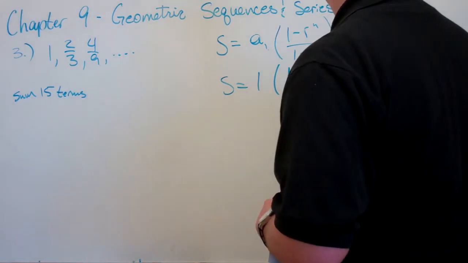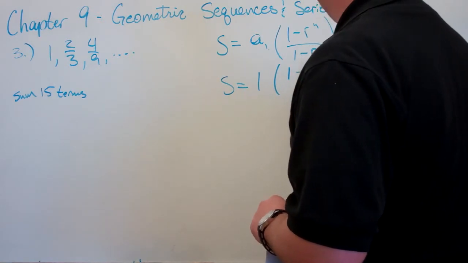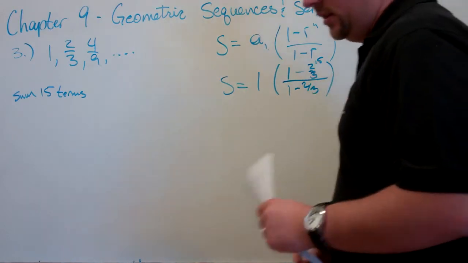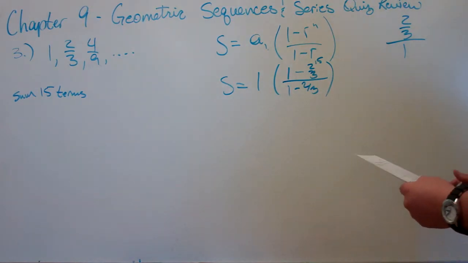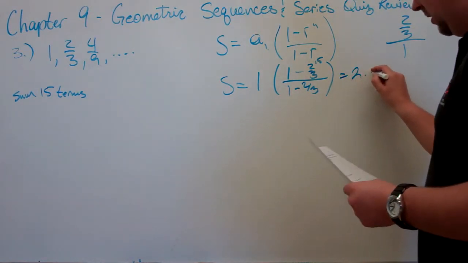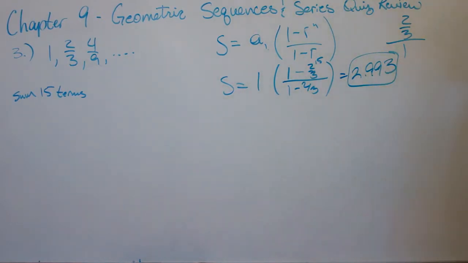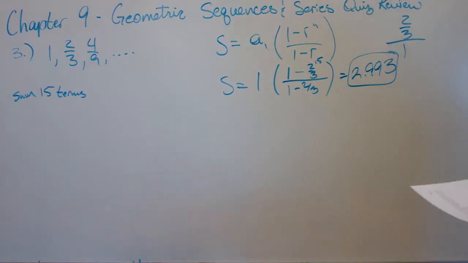Remember, you take 2/3 and divide it by the previous term, so r is just 2/3, raised to 15, over 1 minus 2/3. Now this is simply a calculator problem. Plug that into the calculator, and for number 3, you should get 2.993. Do not round this up to 3. Give me enough decimal places that you do not have to round this up to 3. I would not take 3 as the correct answer for this problem, because it's not. It's 2.993.